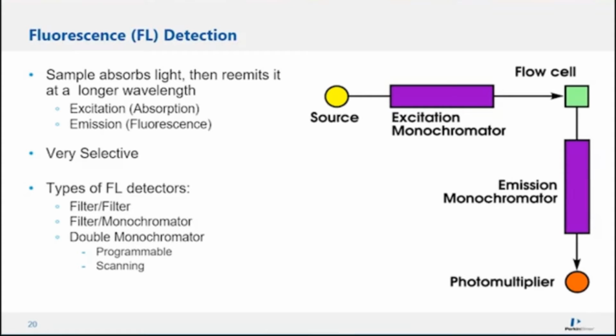However, the sample in this case takes the light and undergoes electronic transformation and emits light again at a longer wavelength. This requires that the sample be able to convert the absorbed light into emitted light, which many compounds cannot do.